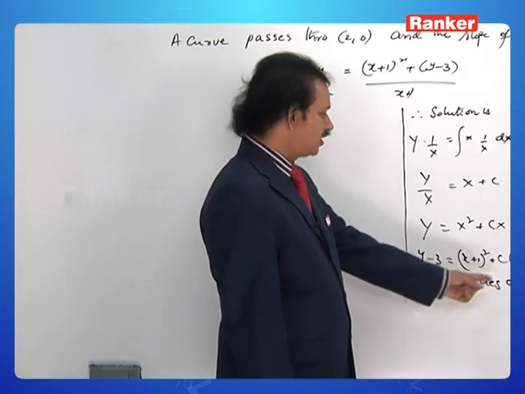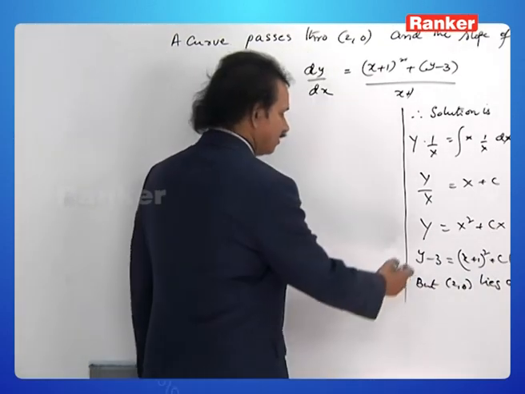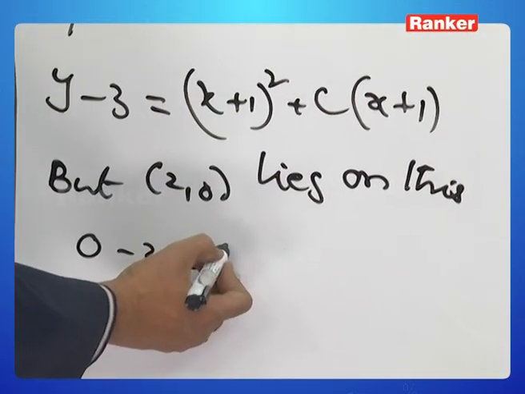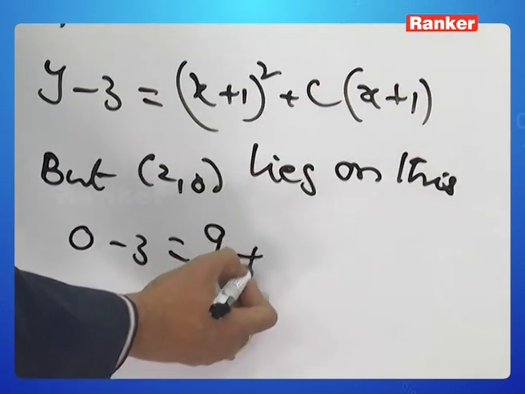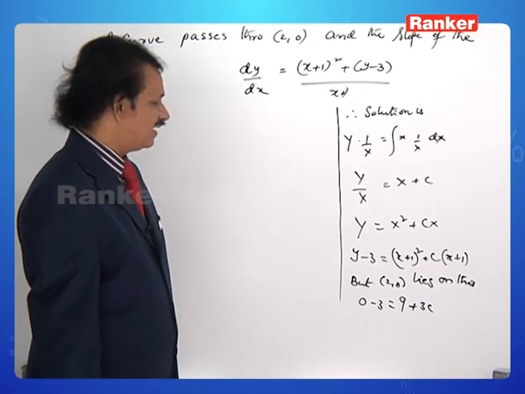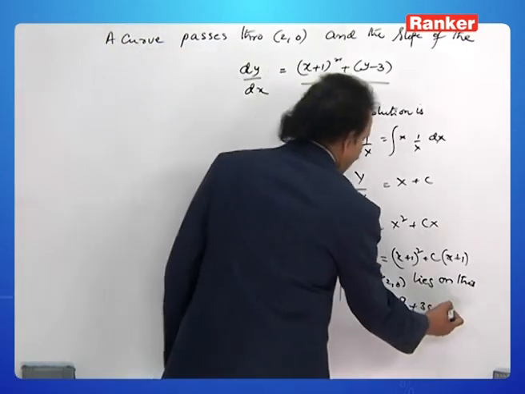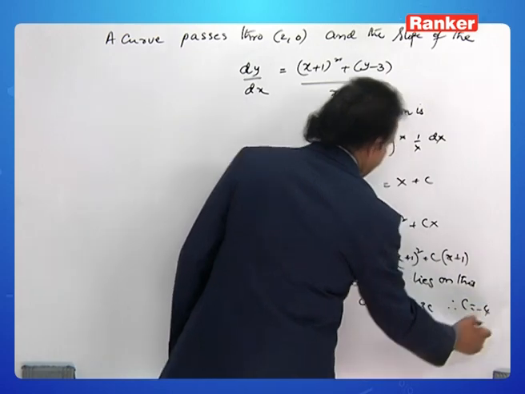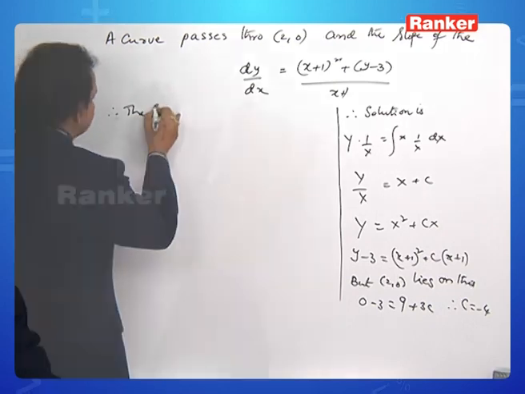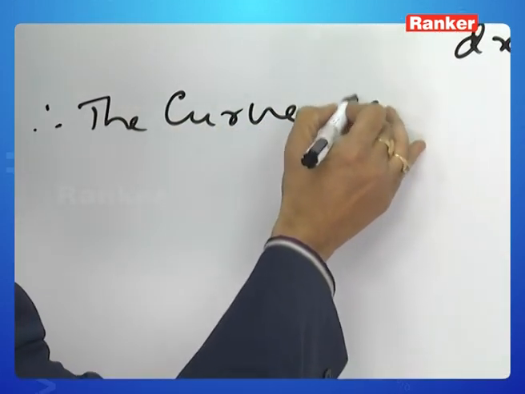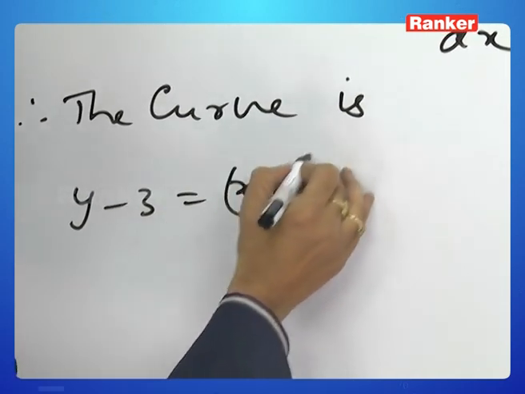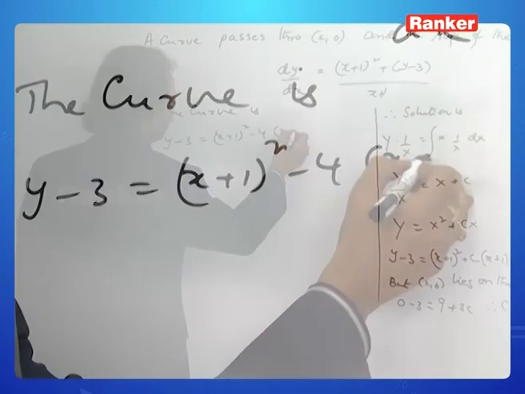Well, but (2, 0) lies on this curve. So, 0 minus 3 is equal to (2 plus 1) whole square is 9, 2 plus 1 is 3, it is 3c. 3c is equal to minus 12, hence c is equal to minus 4. Therefore, the curve is y minus 3 is equal to (x plus 1) whole square minus 4 into (x plus 1).